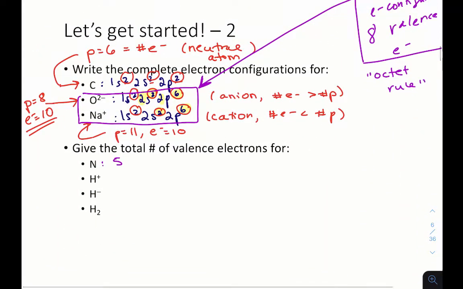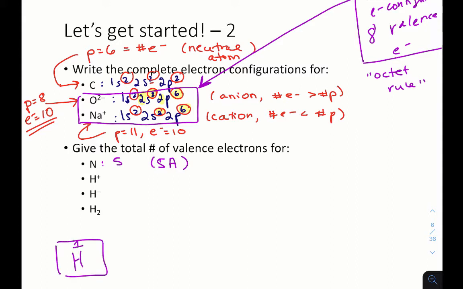Awesome. Now, what about the hydrogen cation? Well, a neutral atom of hydrogen would have 1 total electron, which would also be its valence electron. But this has a positive charge, so that means there's 1 proton and 0 electrons. So there are 0 valence electrons, or electrons of any kind, for the H plus ion.